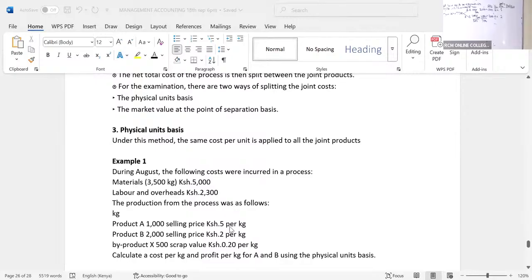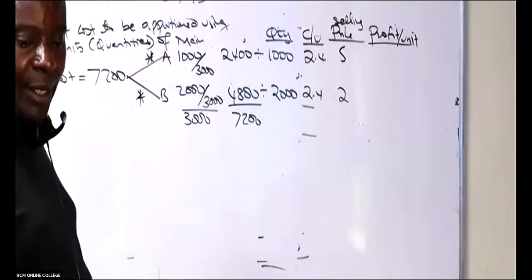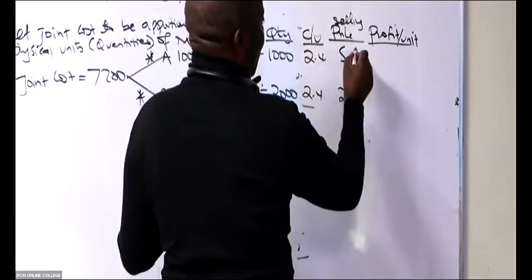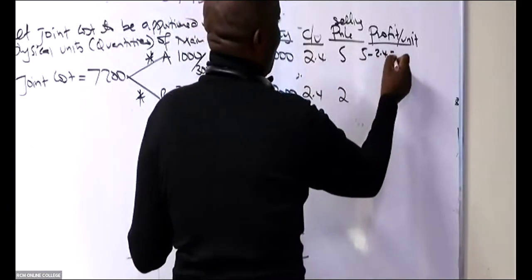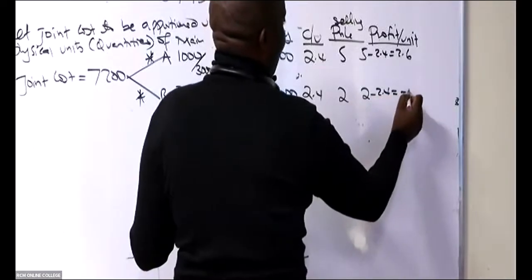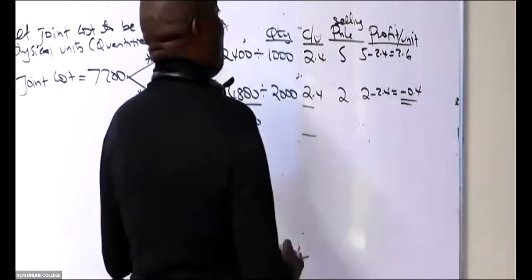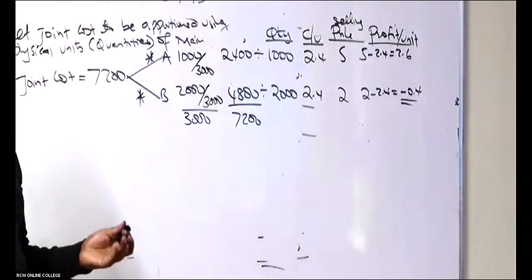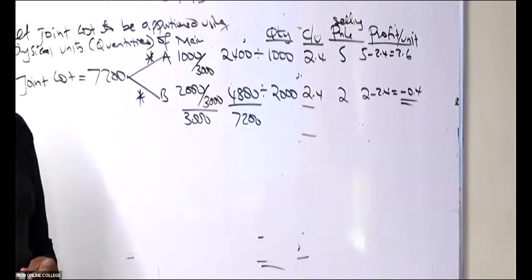So profit per unit, we shall take the selling price minus the variable cost per unit. So 5 minus 2.4, which is 2.6. This one will be 2 minus 2.4, which gives me a loss of 0.4, because basically it was made to absorb a higher cost than it could absorb.